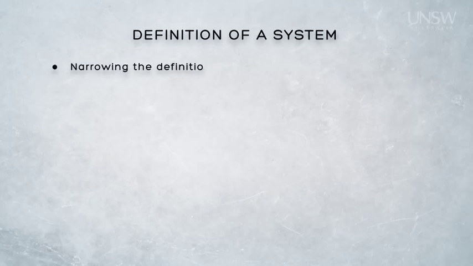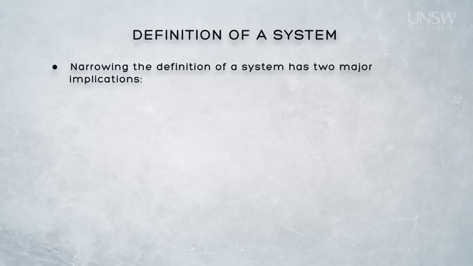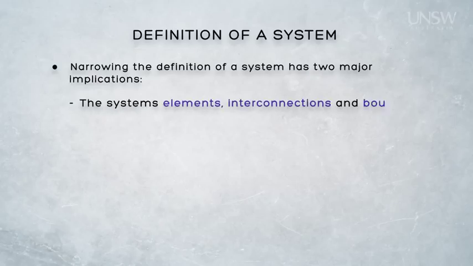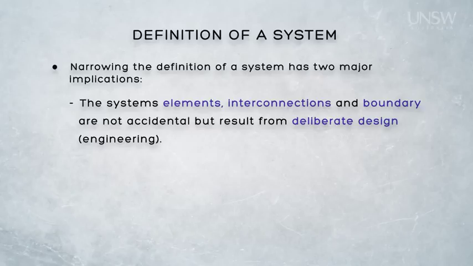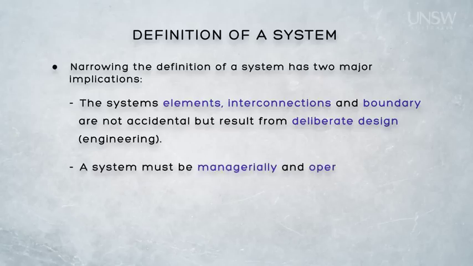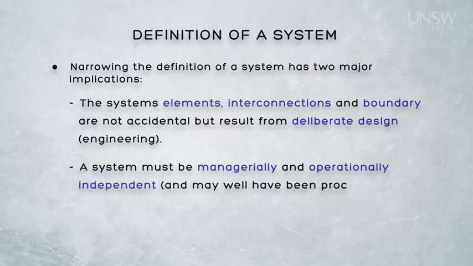This narrowing of the general use of the word system is very important because it has two major implications. First, when we refer to a system as comprising system elements that are interconnected in order to achieve a purpose, we imply that all three of those principal aspects result from conscious choice. That is, we're referring to a system that has been deliberately designed or engineered, hence our interest in systems engineering. A system that has been engineered to perform a specified mission must be able to perform that mission with relative autonomy. That is, it must be managerially and operationally independent, and it may well have even been procured independently. We return to this issue shortly when we discuss the difference between systems and subsystems, and between systems and systems of systems.